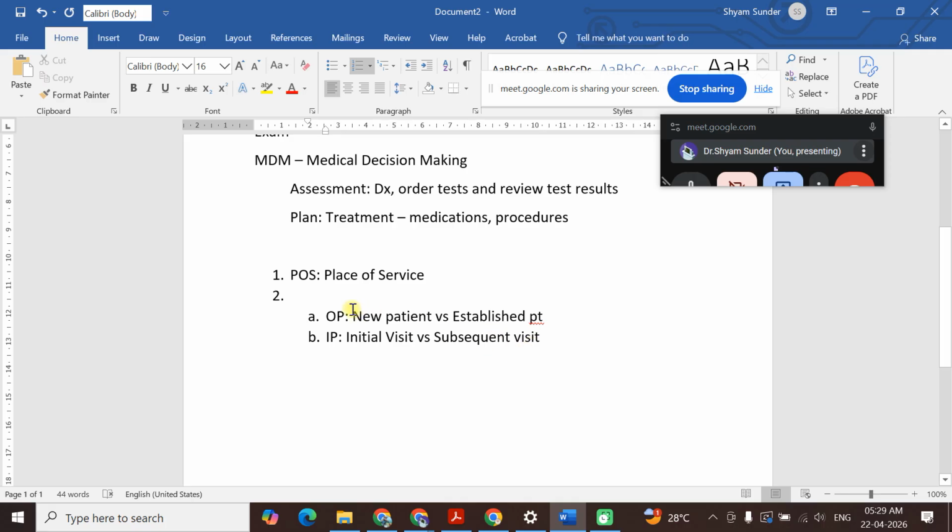So your E/M codes depend upon the visit type. This is called visit type. In case of OP, is it a new patient or established? In case of IP, is it initial visit or subsequent visit? Now, the third important element is MDM, medical decision making. Very important. So before you start assigning E/M levels, you should know these three things. You should ask these three questions. Then only you'll be able to assign E/M codes.